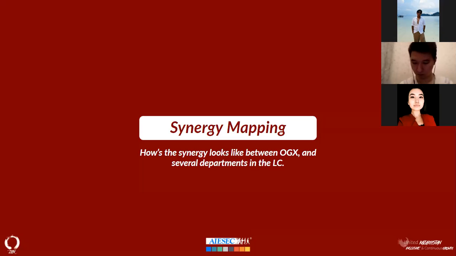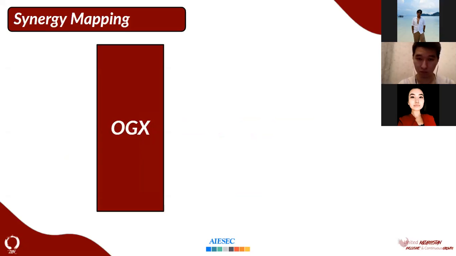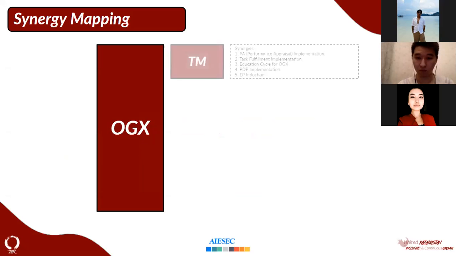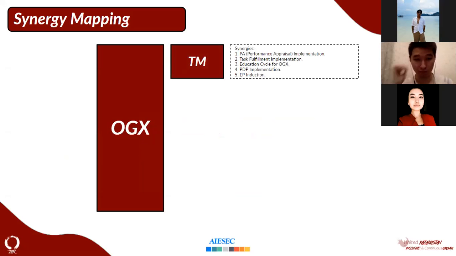Yes. So for synergy mapping, this is what we have discussed between me, the MC team, and OGX and several departments in the LC. Firstly, OGX is the main department that I want to discuss. First, we have PM. The synergies are, first, PA, performance appraisal implementation, like what percentage of their goals they have achieved. For example, how many approved for OGX, or how many sales proposals you have done for BD. Second, task fulfillment implementation. Third, education cycle for OGX. Fourth, PDP implementation. Five is EP induction. Later I will explain to you.